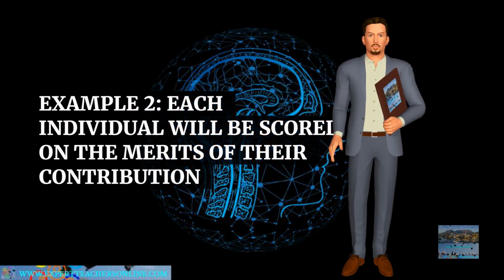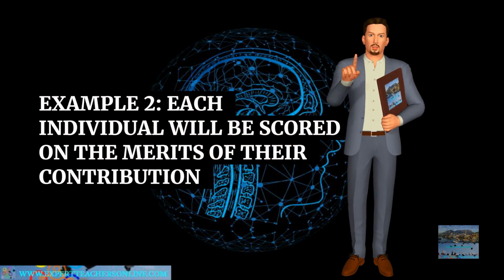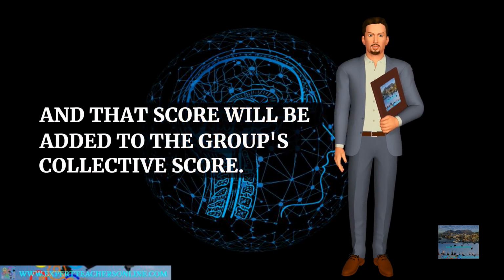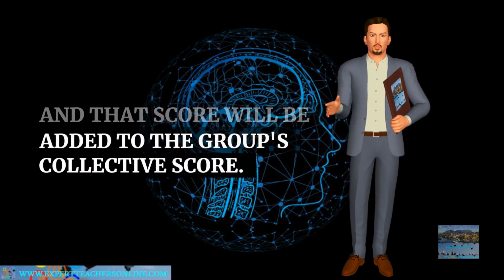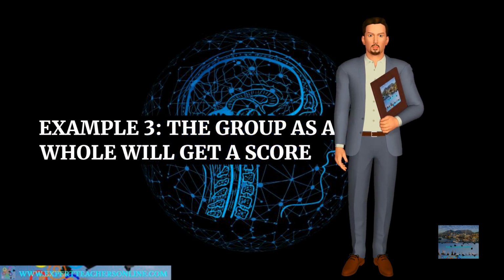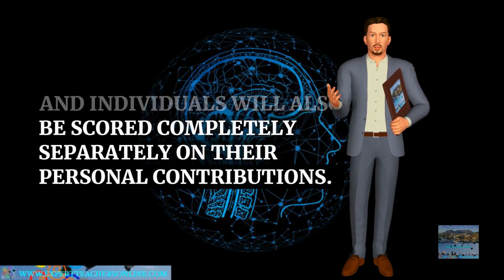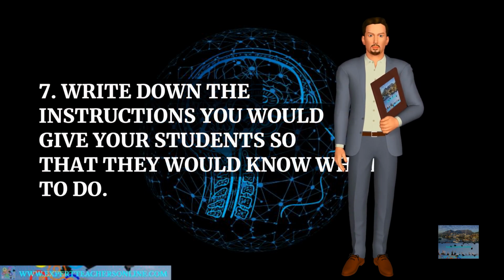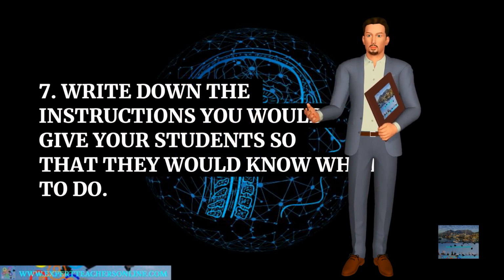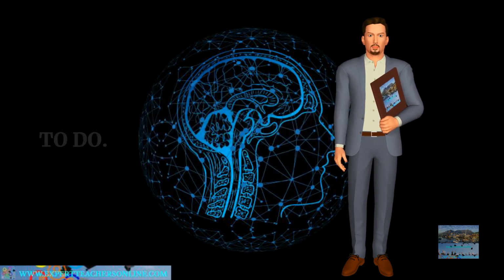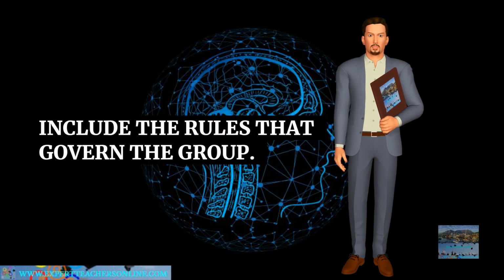Example 2. Each individual will be scored on the merits of their contribution and that score will be added to the group's collective score. Example 3. The group as a whole will get a score and individuals will also be scored completely separately on their personal contributions. 7. Write down the instructions you would give your students so that they would know what to do. Include the rules that govern the group.